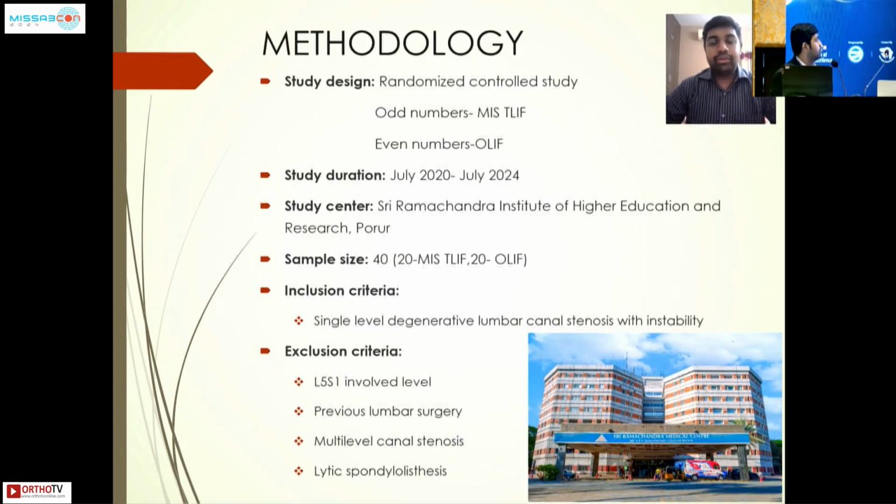This is a randomized control study where every odd patient was assigned MIS-TLIF and even patients were assigned OLIF. It was conducted in Ramchandra Institute with a sample size of 40. All single-level degenerative lumbar canal stenosis with instability was included in our study.